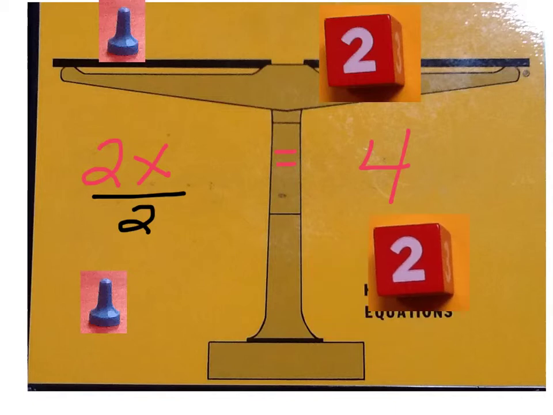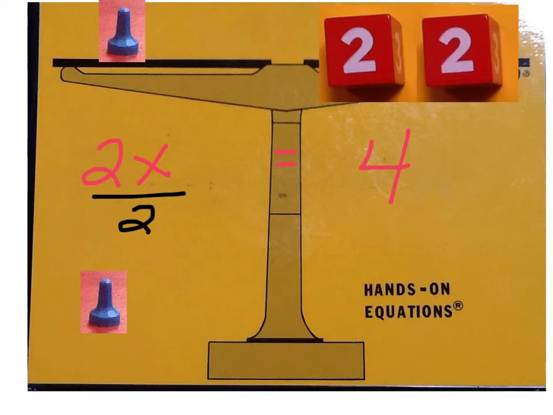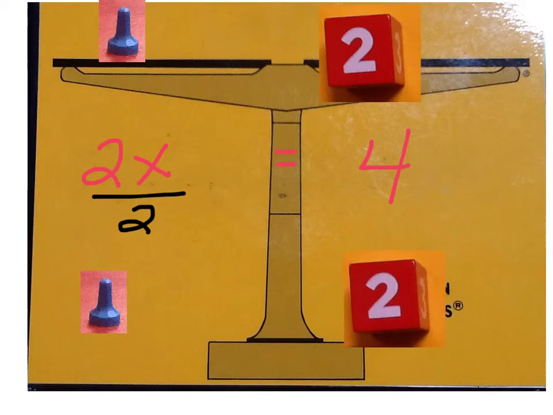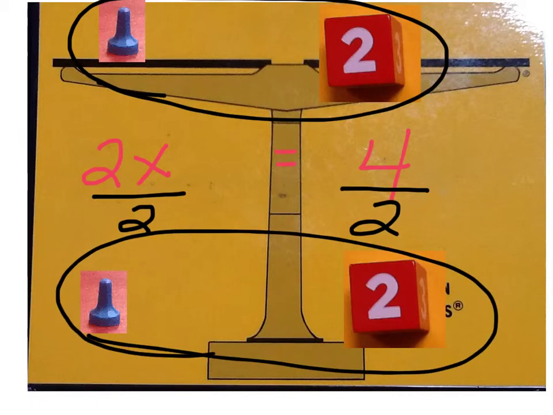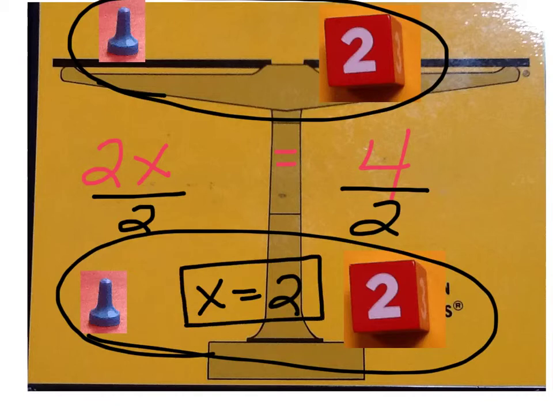And now I can see that I've taken this right side of the equation that was 4, and I've said, let's break it into two groups. Let's divide it by 2. And so I show it mathematically as divided by 2. And my end result is that each group ends up with the same thing. X equals 2. And x equals 2 is then the solution to my equation.